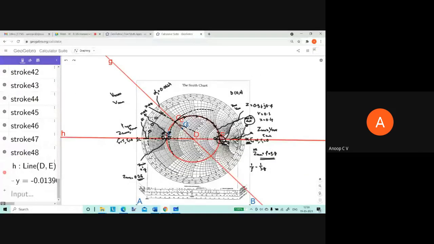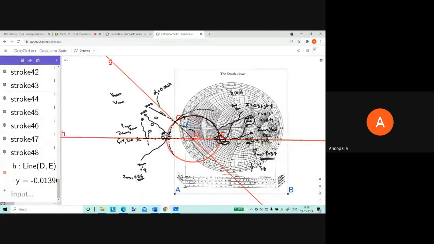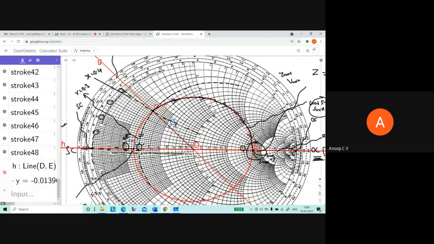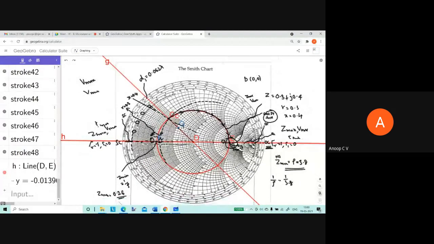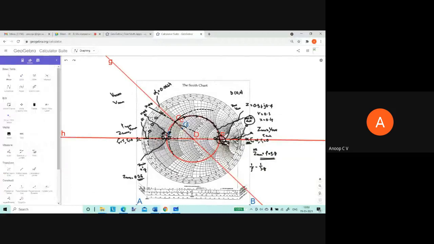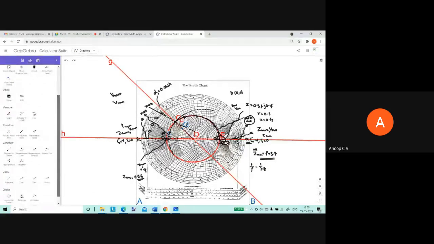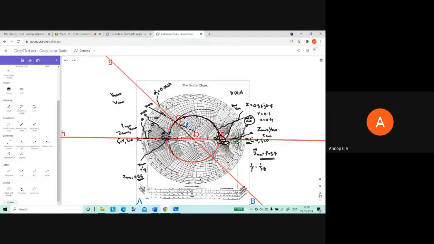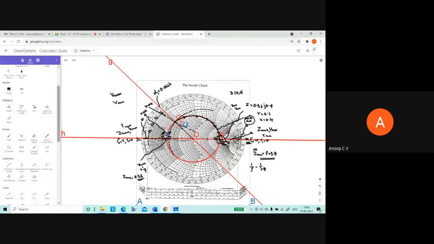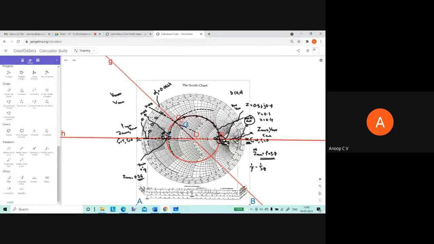Oh my god, I didn't select the pen, that's why it happened. I used the move tool to draw, so the entire Smith chart got moved. Sorry, I'll take 3 more minutes, that's it. Please cooperate.